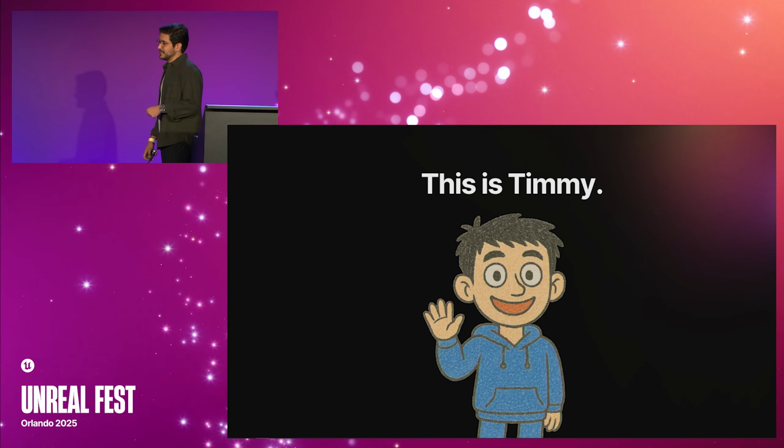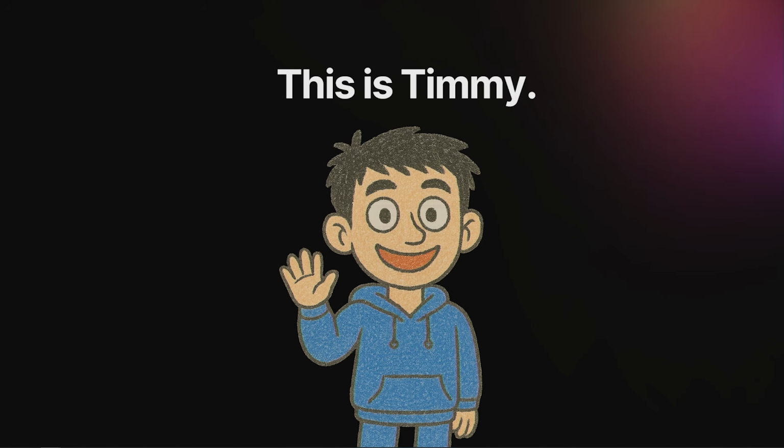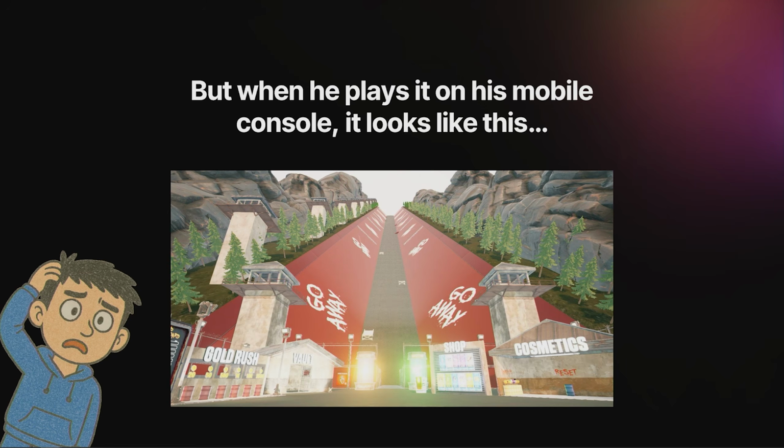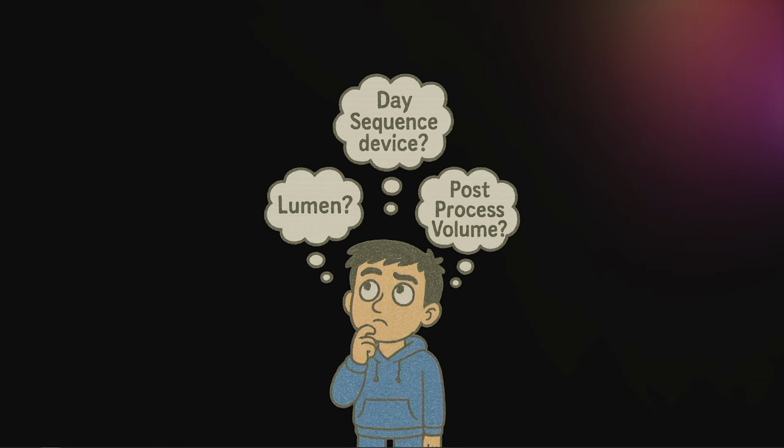So let me introduce you to Timmy. Timmy is a UEFN developer. He's been on the ecosystem for a long time, but he has a problem. He's confused because he made this awesome, moody, creepy map for the Walking Dead, and it looks like this. But whenever he runs his project on his mobile console, it looks like this. He's very confused. He sees a lot of people talking about Lumen, the day sequence device, the post-process volumes, and he's really confused. So let's help Timmy a little bit.